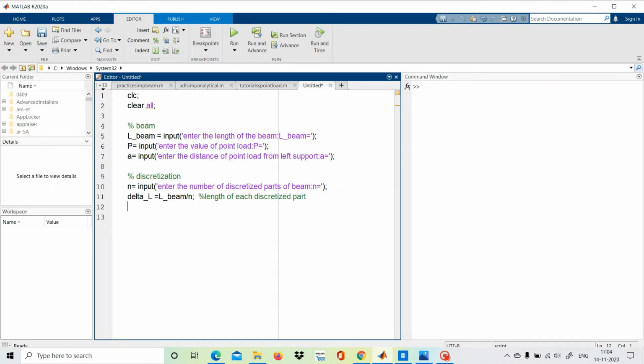And what more can we know from it? We can also get the number of discretized points, which would be equal to n plus 1. So the number of discretized points is n plus 1.